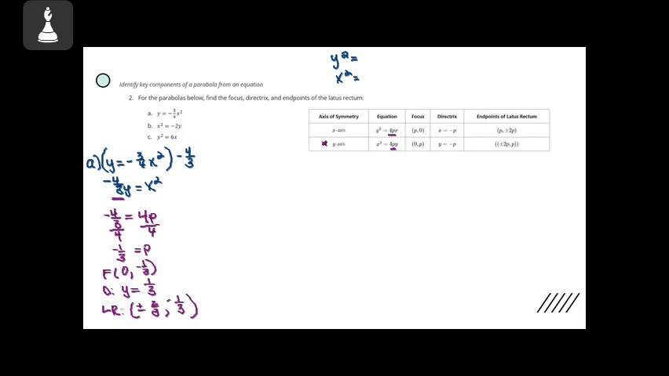So let's try the next one. For b, again, we have x squared, and this one is set up for us. X squared equals negative 2y. So we're going to follow the same formula here and figure out what is p. So step 1, get it into x or y squared. Step 2, solve for p. And then 3, we can find all these other pieces, f, d, and latus rectum.